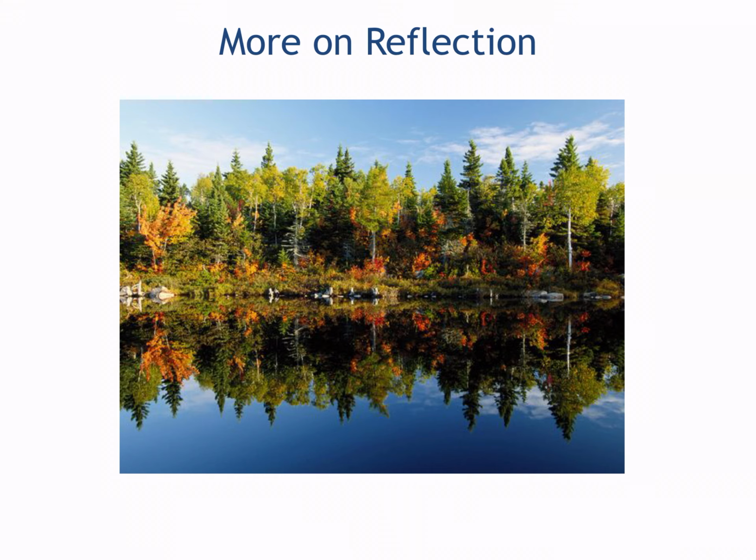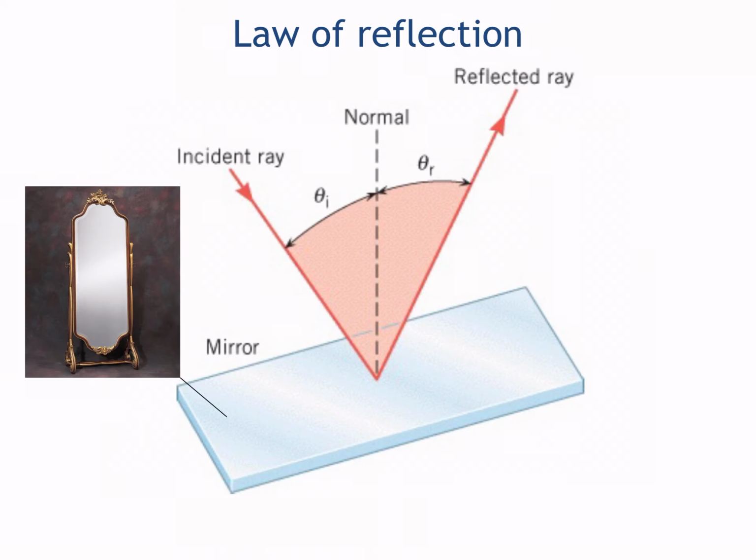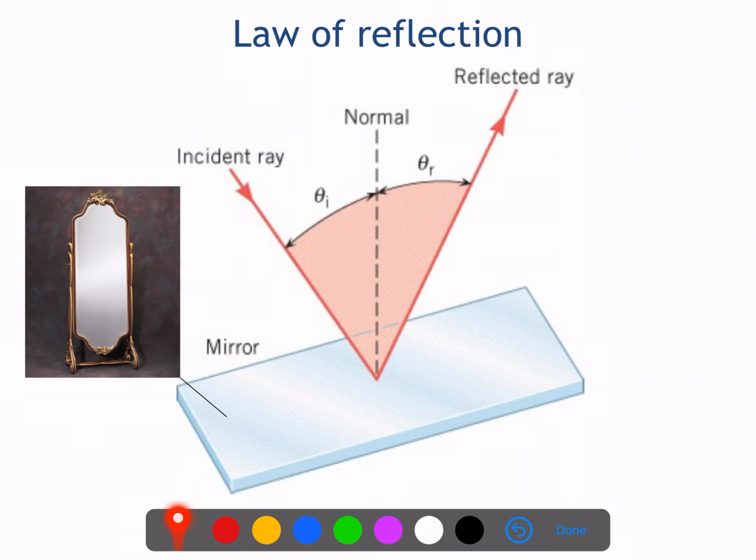Right, moving on with Module 10, reflection. We are going to review some of the things we talked about in the previous lecture and go through some examples. So we introduced this idea of the law of reflection, where if you draw a perpendicular line or a normal to the surface, the incident angle is going to equal the reflected angle.